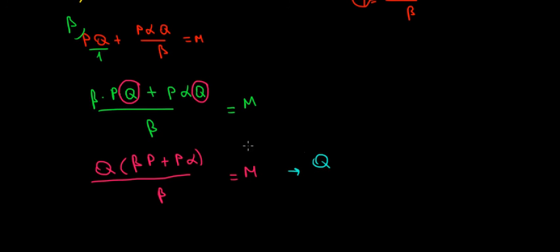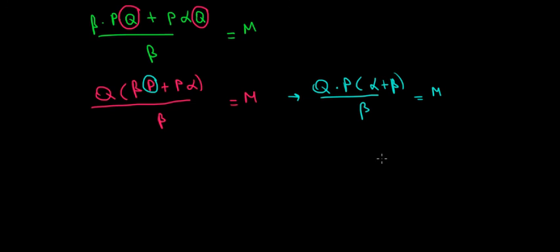Now, what do we have in common here? We have price as a common factor. Let's take that out, and in brackets we're going to have beta plus alpha. Let's just write alpha plus beta because it's in order. Divided by beta equals to m. So we have now q. Q is the demand, remember, that's what we're looking for.